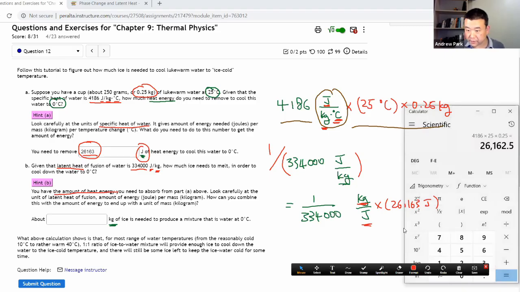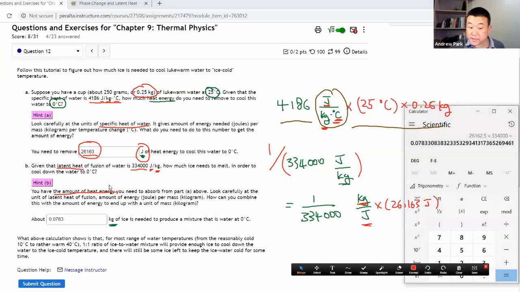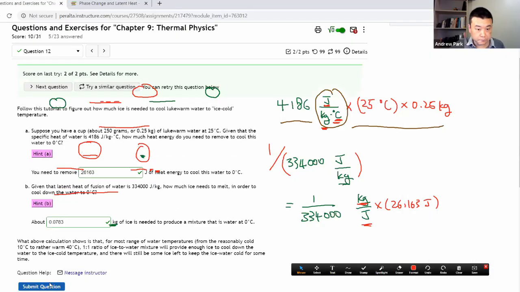Let me take the number and divide it by 334,000. Okay, let me type in equals. So I get the answer of 0.0783 kilogram. Oh, it's kind of small. 0.0783 kilogram of ice is needed to produce a mixture. So when this much ice has melted, it has absorbed this much heat energy, cooling down water at 25 degrees C down to 0. So yeah, good.